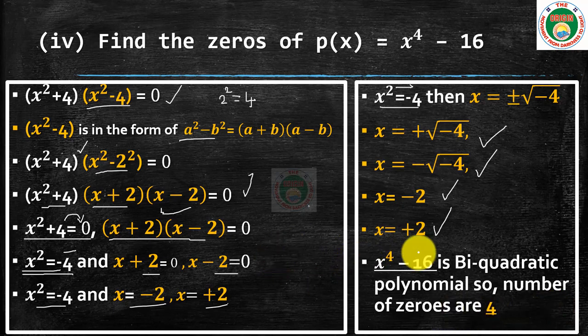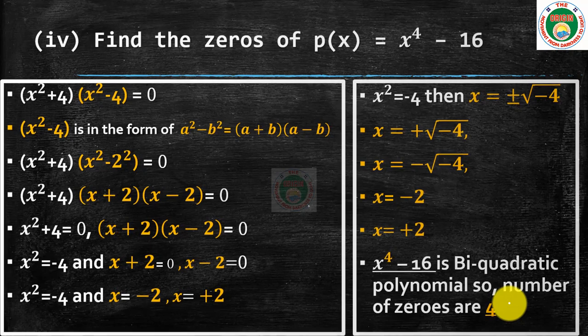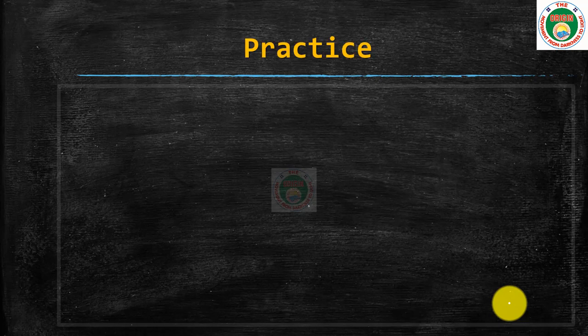This is a very important problem. And these are the 4 values. x has 4 values. So the number of zeros is 4. That is about finding the zeros of x power 4 minus 16.